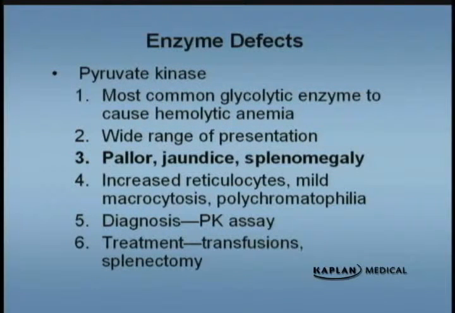Enzyme defects can also cause hemolytic anemias, and we talk about pyruvate kinase and glucose 6-phosphate dehydrogenase. Pyruvate kinase presents in a variety of ways, but the patients will be pale from their anemia. They will have jaundice because of all the hemolysis, and they can have splenomegaly. Again, the reticulocyte count will be elevated because this is a problem that's occurring in the circulation, not in the bone marrow. The bone marrow tries to compensate by producing more red blood cells. Unfortunately, they're also defective.